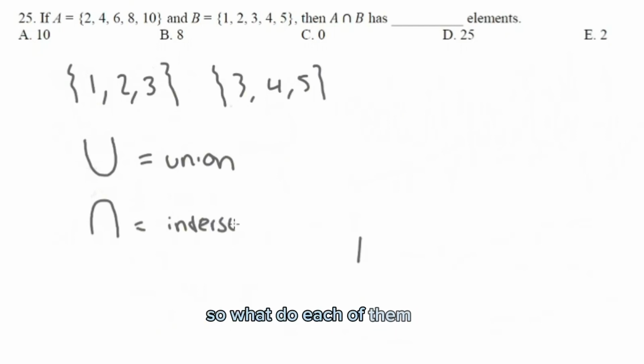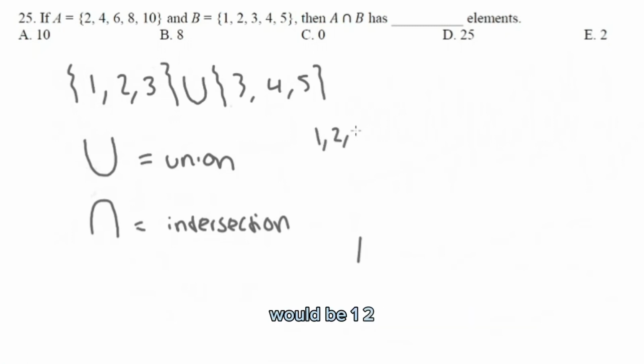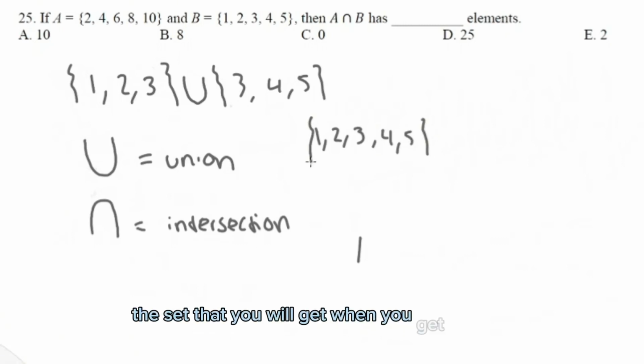So what do each of them do? Well, the union takes everything from both sets, excluding the repeated common value. So for example, if you have 3 twice, you would only take it one time, not 2 times. So the union of this set and this set, which would be represented like this, would be 1, 2, 3, only once, because you don't take it twice if it's in common, and 4 and 5. This would be the set that you would get when you get the union.